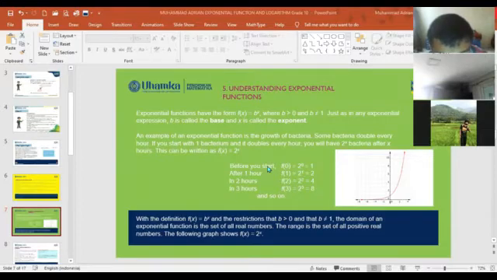With the definition f(x) equals b power x, and the restriction that b is bigger than 0 and b is not equal to 1, the domain of an exponential function is the set of real numbers. The range is the set of all positive real numbers. The following graph shows v(x) equals 2 power x.